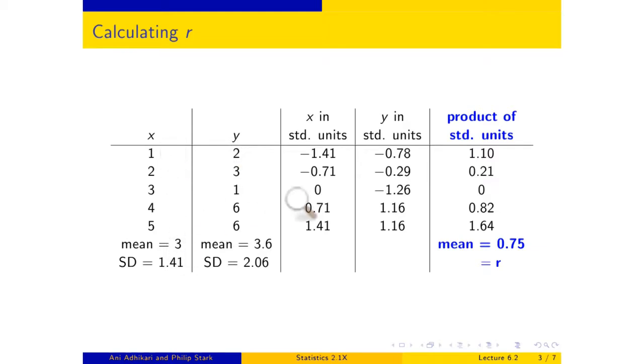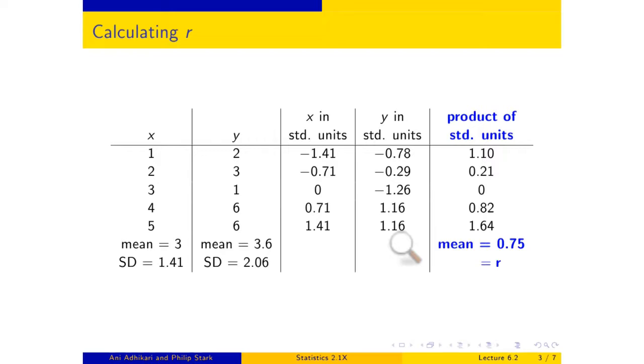I will first convert x and y both to standard units because I'm just interested in shape. I'm not interested in exact numbers on the axes. So how do I convert to standard units? Well, I know how. I have to calculate the mean of x, the SD of x, and then to convert the 1 to standard units, I must do 1 minus the mean, which is 3, that whole thing divided by the SD, which is 1.41. And I end up getting minus 1.41. If I do 2 minus 3 divided by 1.41, I get minus 0.71, and so on. And so also I convert y to standard units.